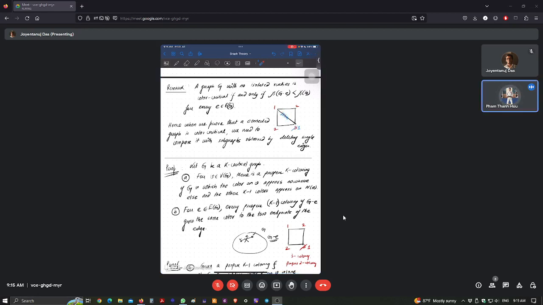So the number of colors is actually decreasing, right? Previously we needed three colors: one, two, three. Now if I delete this edge, we need only two colors. So this both we can color with one, and this both we can color with two. This is just one example, but we have to verify for every edge. So that is the stricter condition.